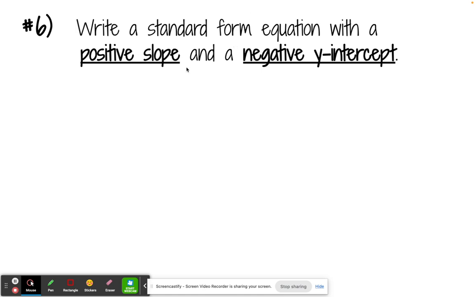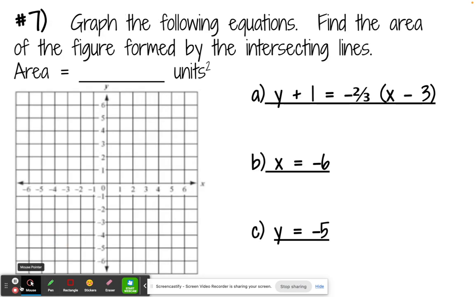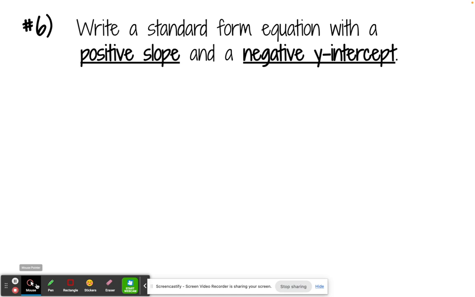Write a standard form equation with a positive slope and a negative y-intercept. Well, that was pretty easy to do. I have lots of them. I could write y equals 3x, that's a positive slope, and the negative y-intercept, -5.